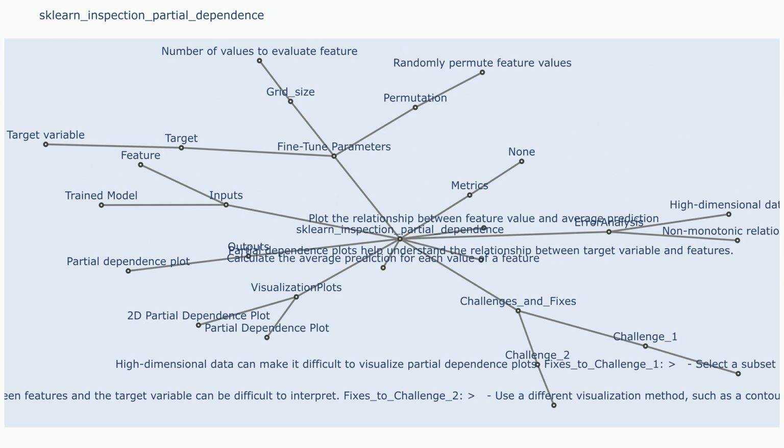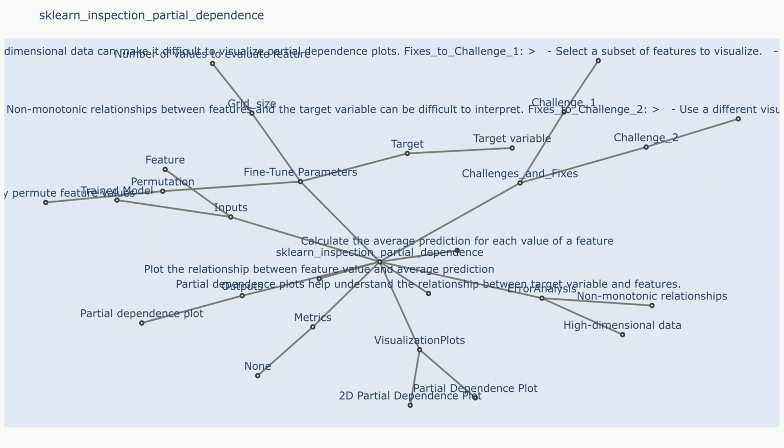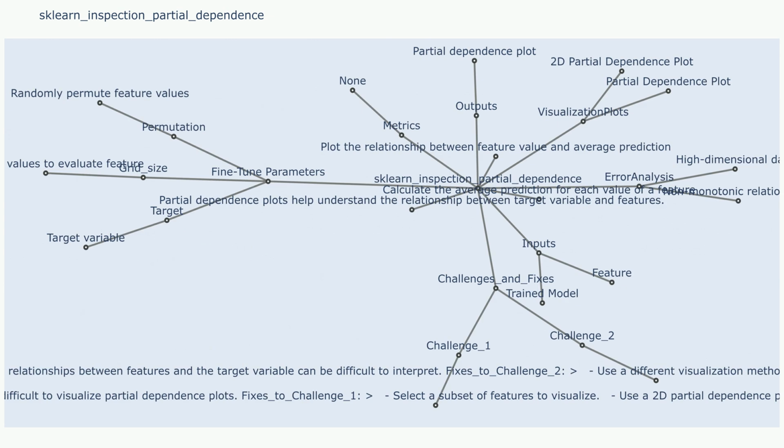PDPs might not accurately represent complex nonlinear relationships between the feature and the target variable. Sample use case: a model predicting customer churn where the relationship between age and churn might have an S-shaped pattern not easily captured by a linear PDP. Fixes: nonlinear models. Consider using models that can capture nonlinear relationships, e.g., decision trees, support vector machines with nonlinear kernels. Advanced PDP methods: explore methods like Friedman's H-statistic for a more nuanced analysis of the interaction between features.